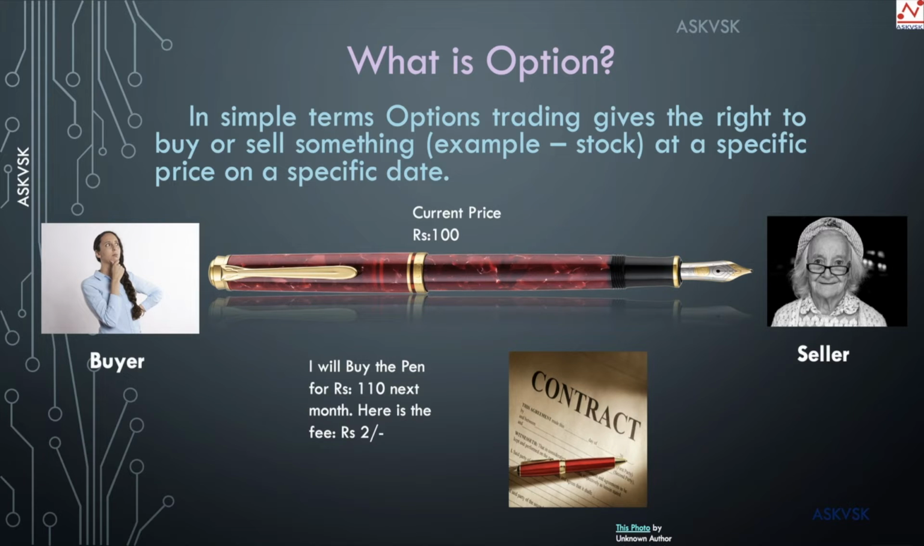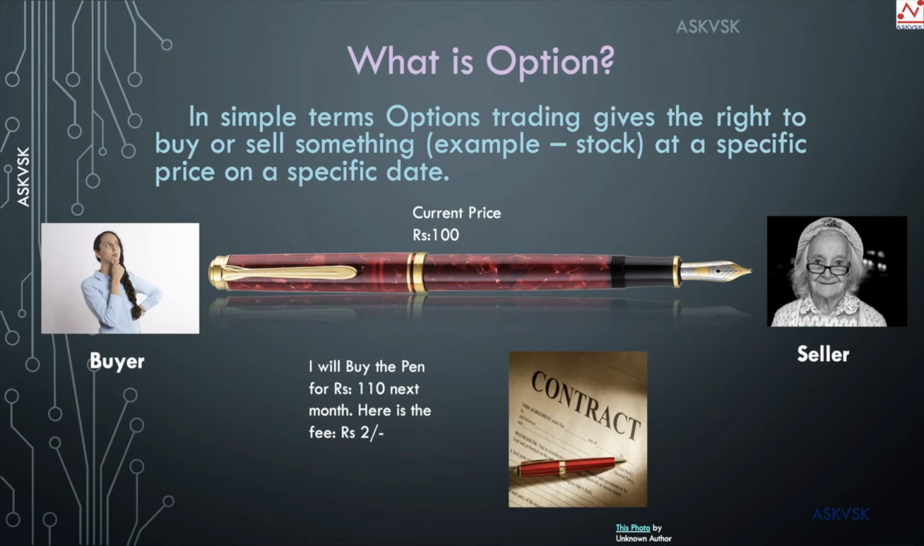If the price of the pen goes beyond 110, the seller is obligated to sell this pen to the buyer at 110 itself. So for example, if next month the price of this pen drastically goes up to, say, 200, the contract still says that the buyer will be able to buy the same pen at rupees 110, because he has paid the advance amount of, say, rupees 2 to the seller.